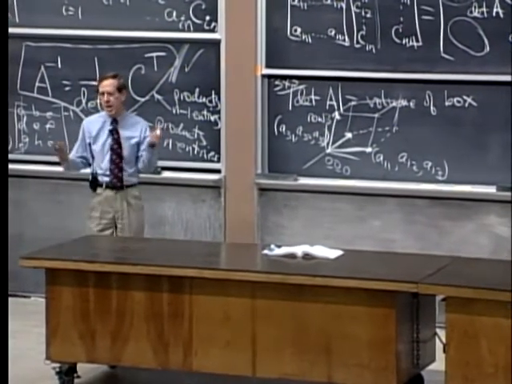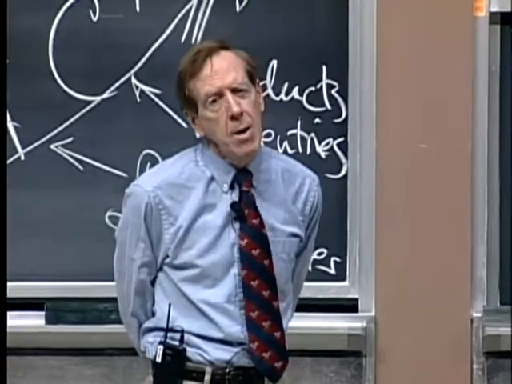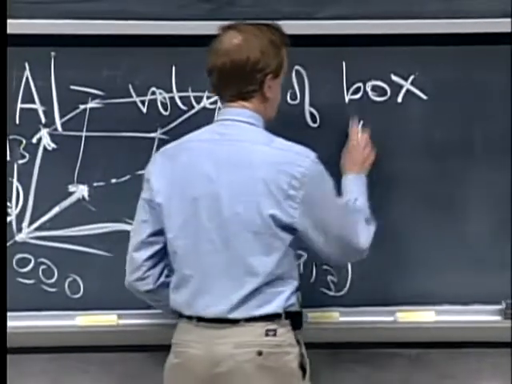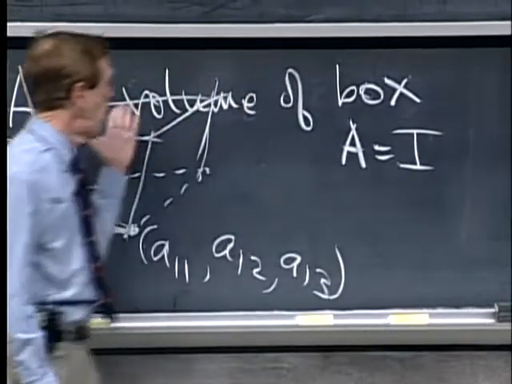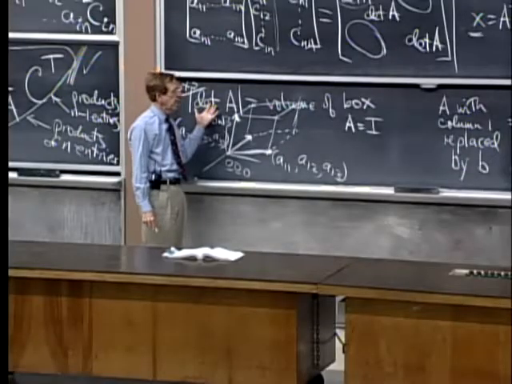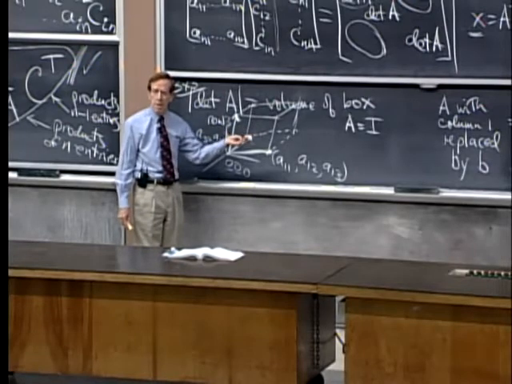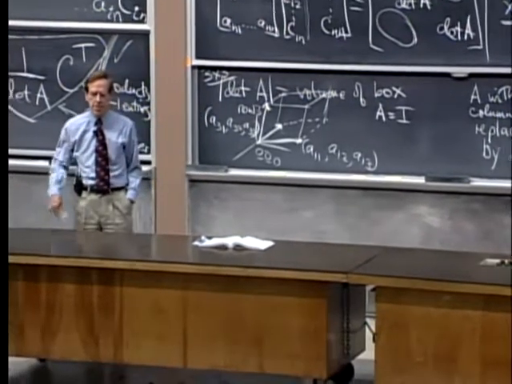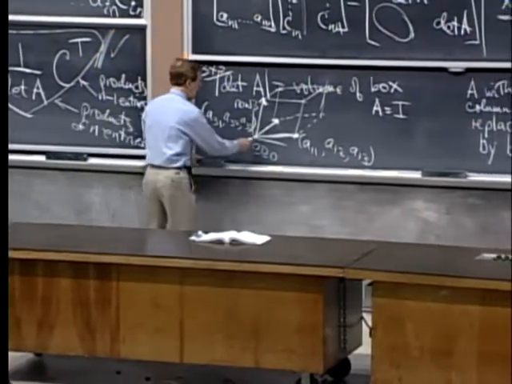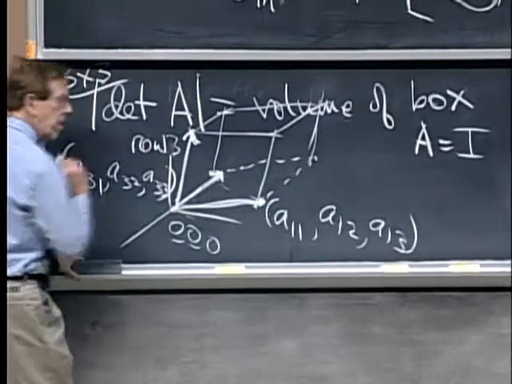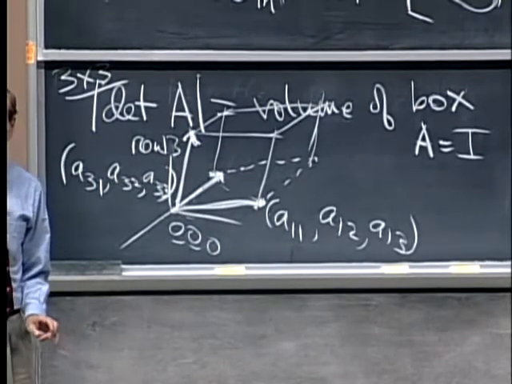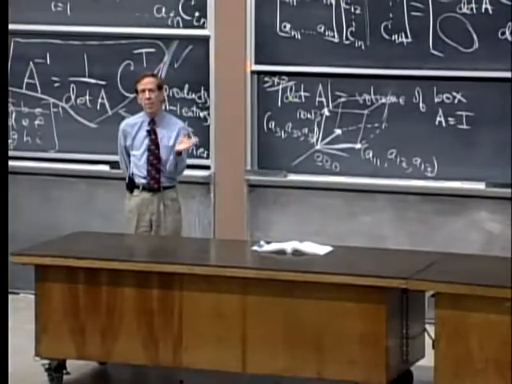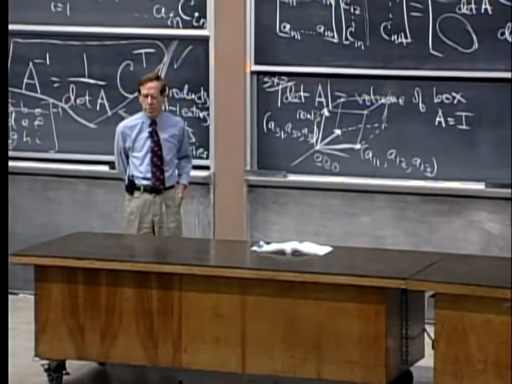And so one special case is what? A equal identity matrix. So let's take that special case. Is the formula, determinant of identity matrix, equal to the volume of the box? Well, what is the box? If A is the identity matrix, then these 3 rows are the 3 coordinate vectors, and the box is a cube. It's the unit cube. So if A is the identity matrix, of course our formula is right.